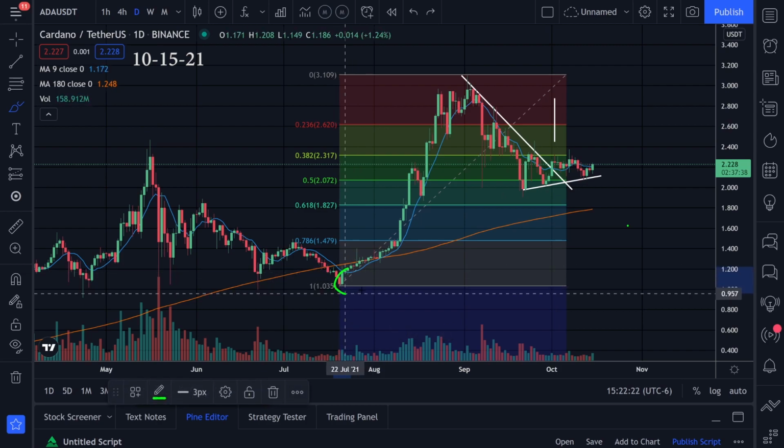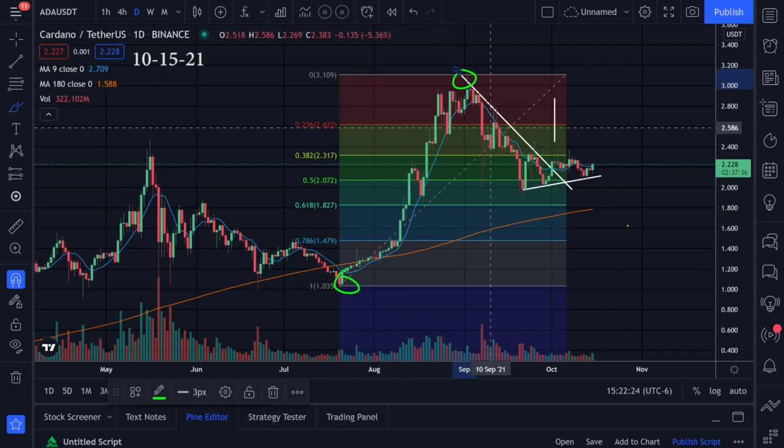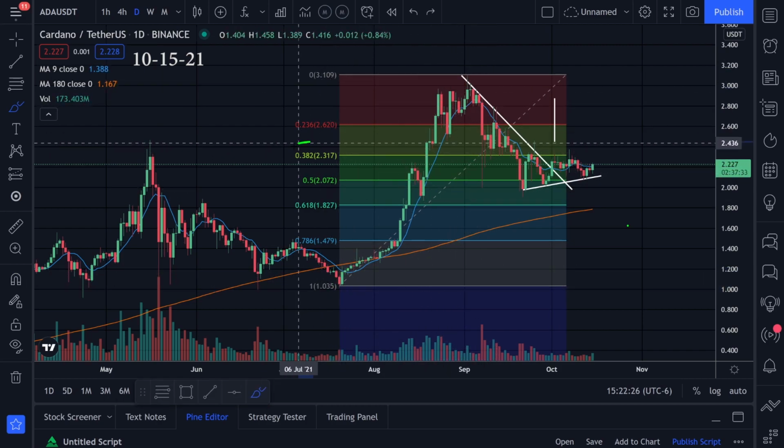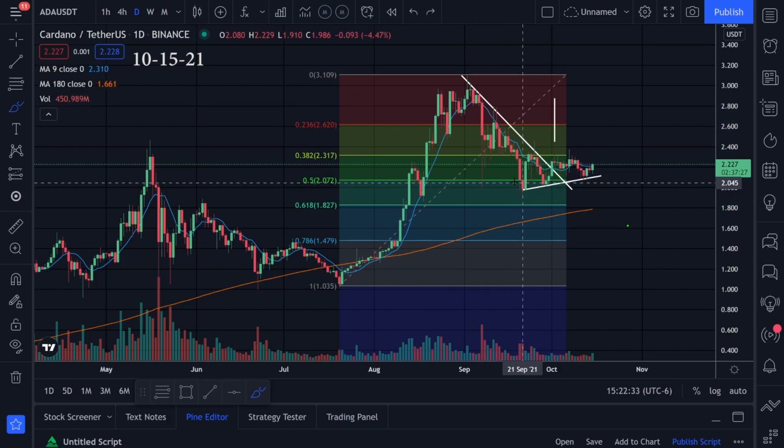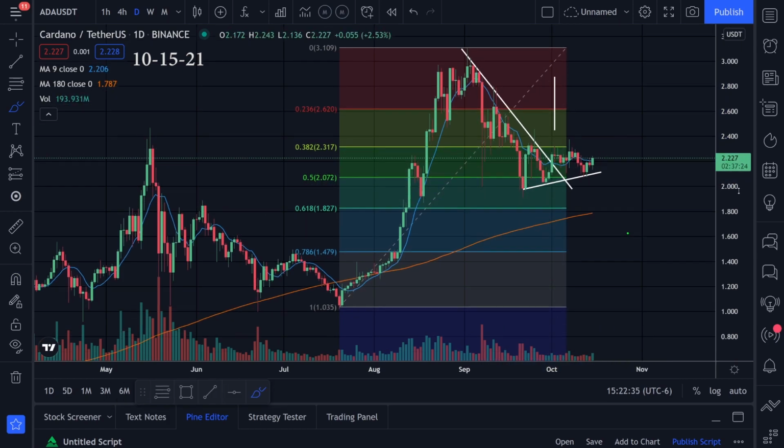I also drew the Fibonacci levels from the top to the bottom, or the bottom to the top should I say, and I was watching this 38% level and the 50% level. We got bounces on that 38% level, then we came down and got some bounces on that 50% level, and it looks like we're holding support on that 50% level right now.